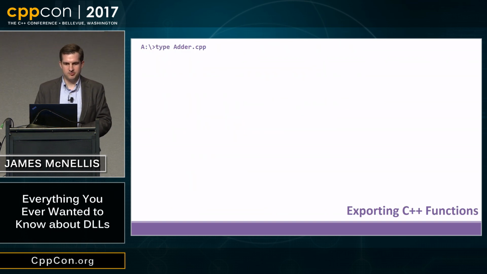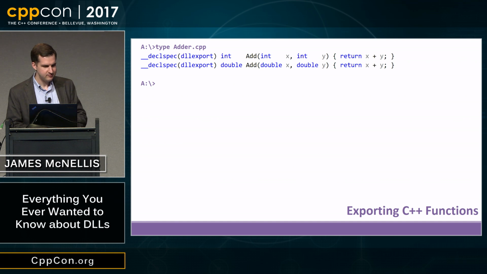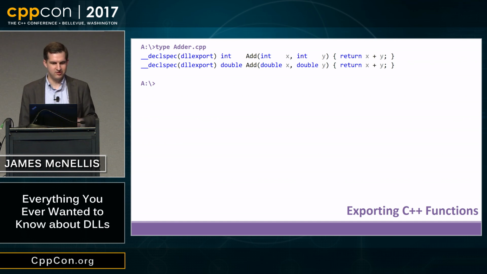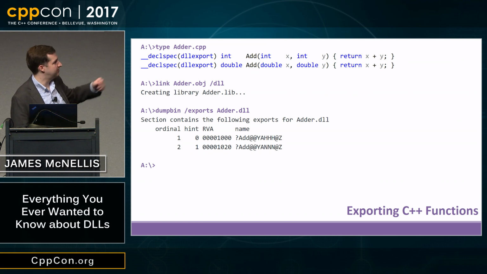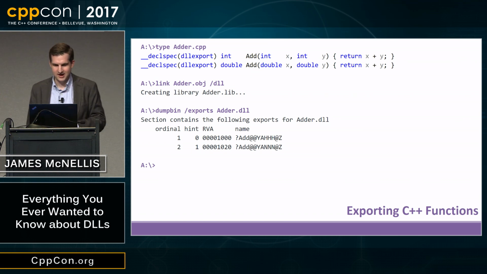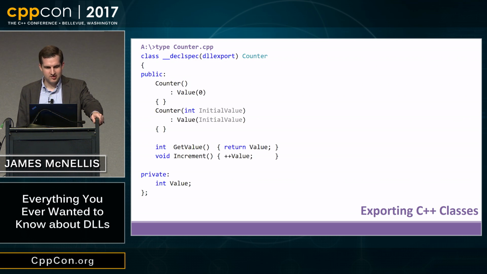You can also export C++ functions. So here's a little example. We can have 2 add functions, one that takes ints, one that takes doubles. We can link it, and we look at the exports, and we get 2 of them. I don't know how to demangle those in my head, so one of them is one, the other is the other. You can export C++ classes.